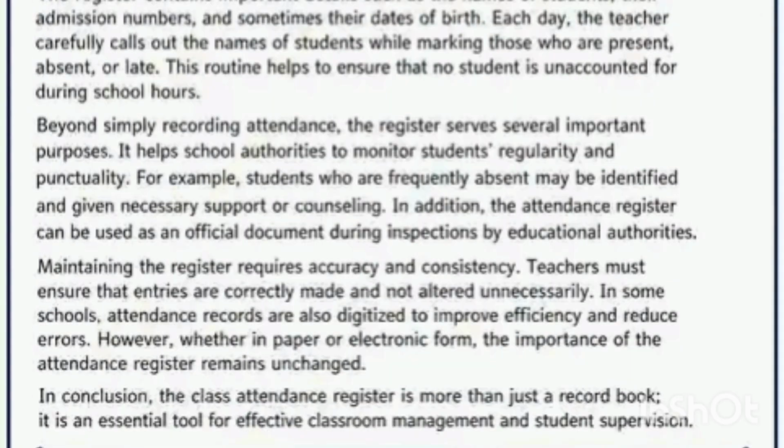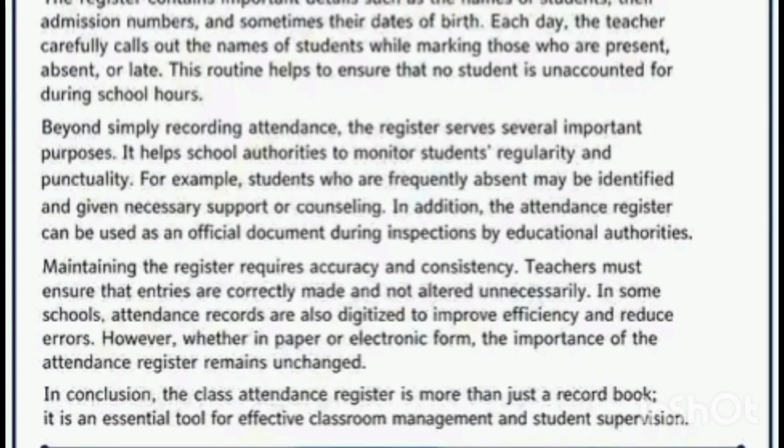Maintaining the register requires accuracy and consistency. Teachers must ensure that entries are correctly made and not altered unnecessarily. In some schools, attendance records are also digitized to improve efficiency and reduce errors. However, whether in paper or electronic form, the importance of the attendance register remains unchanged. In conclusion, the class attendance register is more than just a record book. It's an essential tool for effective classroom management and student supervision.